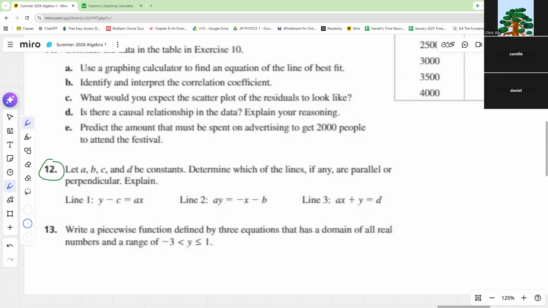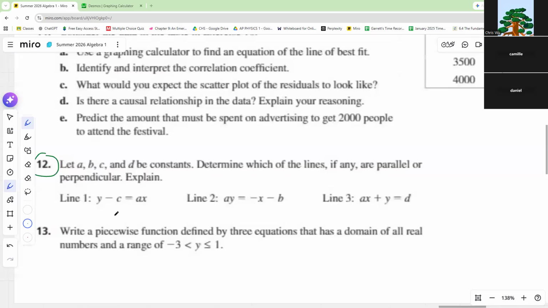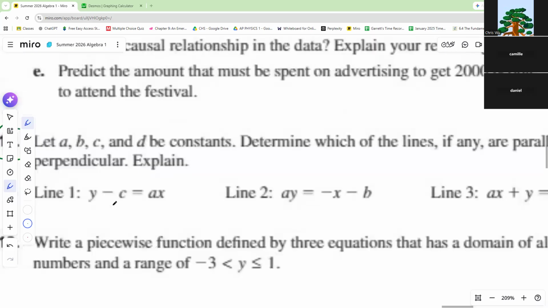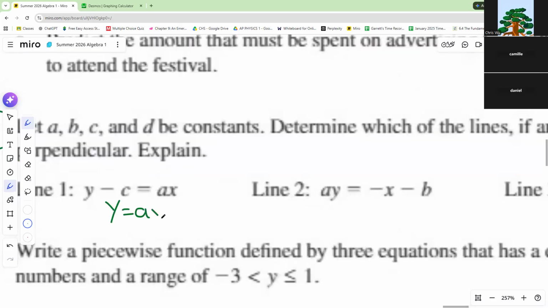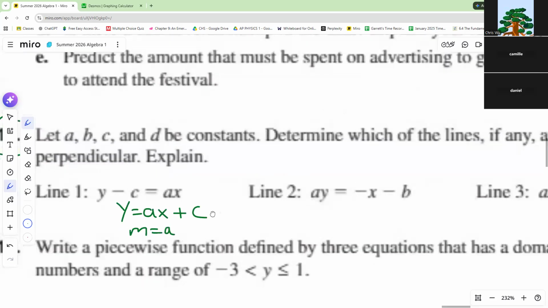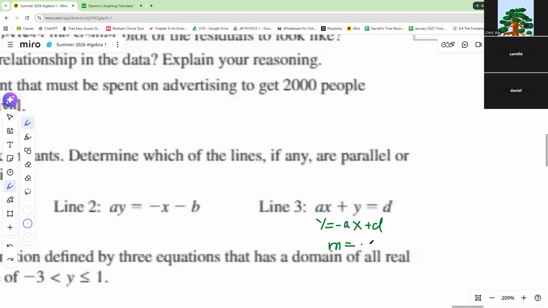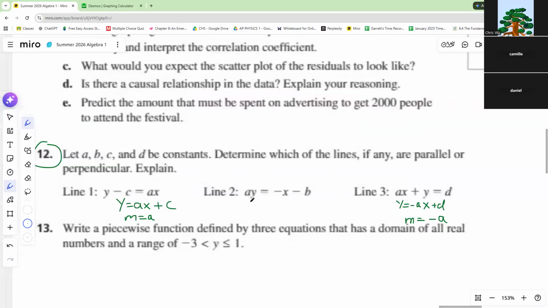So line 1 and 3, no, they're not parallel. Okay, let's do this together. So y equals ax plus c, right? So we have a slope equal to a here, right? That's what's being multiplied to x. And the last one is y equals negative ax plus d. So the slope is negative a here. That's the slope of these two, and let's figure out the one in the middle.